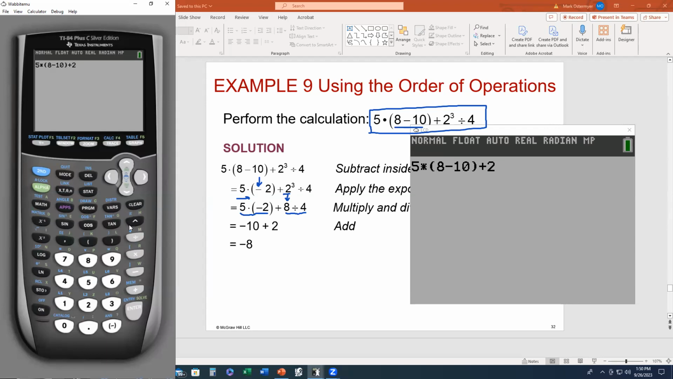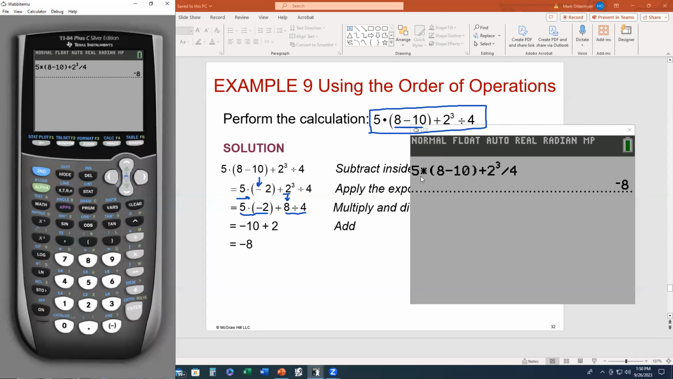My power button on a TI-84 is just below the clear button. Looks like a little hat symbol. Raised to the third power. Right arrow key to bring the cursor back down to level. Divided by 4. Equals, watch this. It better give me negative 8, because if it doesn't, I'm going to tether this TI-84 behind my vehicle and drag it down the road, because it's no good. Okay. It works. Everybody see that?